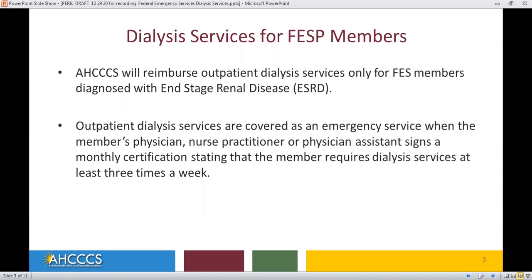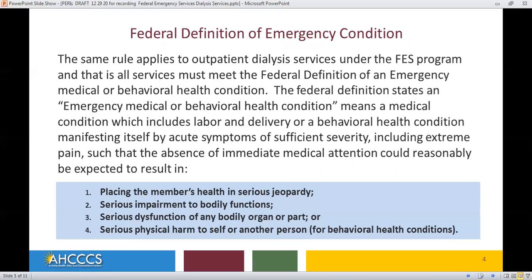Dialysis services for FES members. Access will reimburse outpatient dialysis services only for FES members that are diagnosed with End Stage Renal Disease, or ESRD. Outpatient dialysis services are covered as an emergency service when the member's physician, nurse practitioner, or physician assistant signs a monthly certification stating that the member requires dialysis services at least 3 times a week.